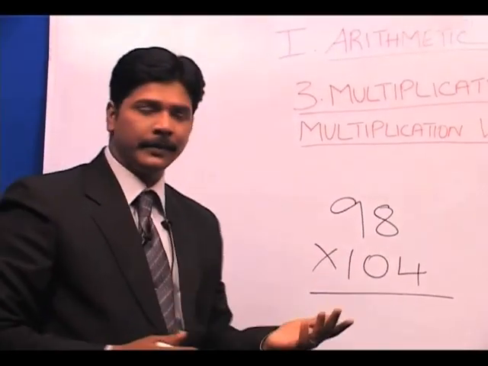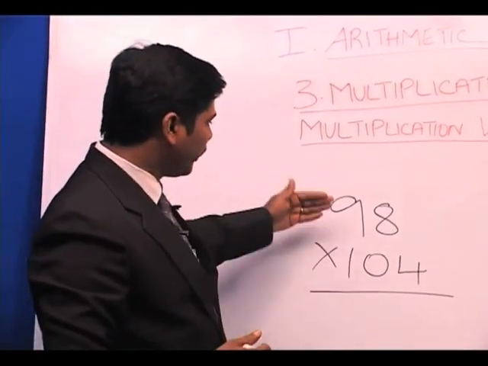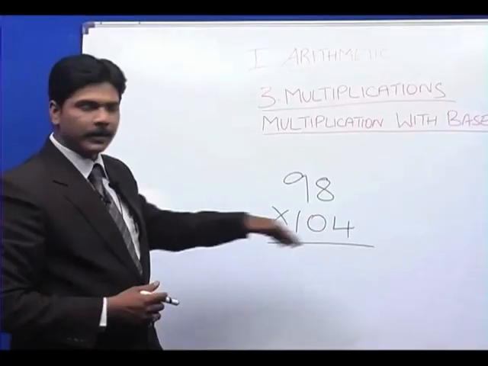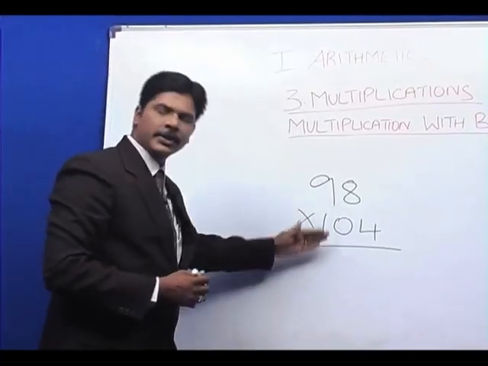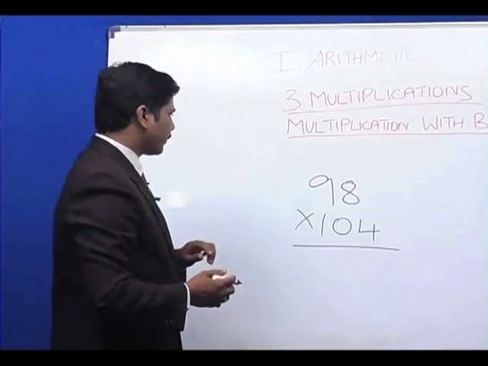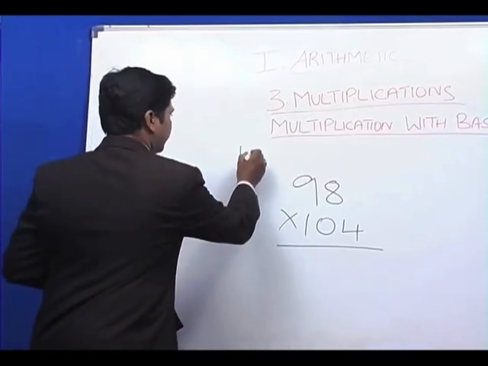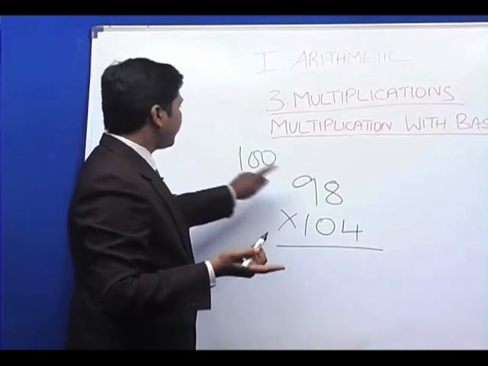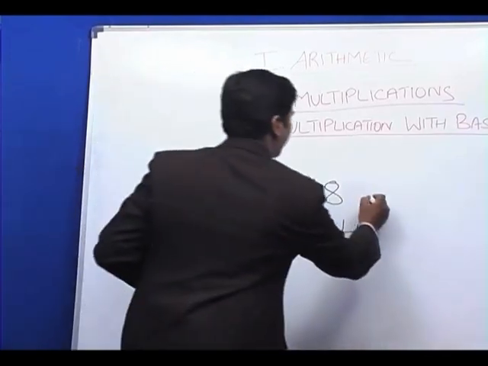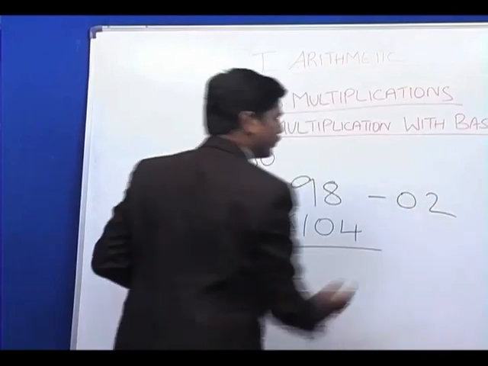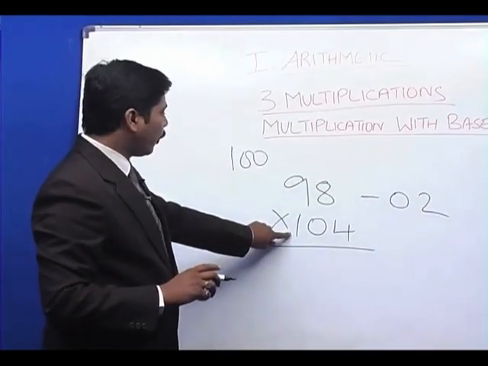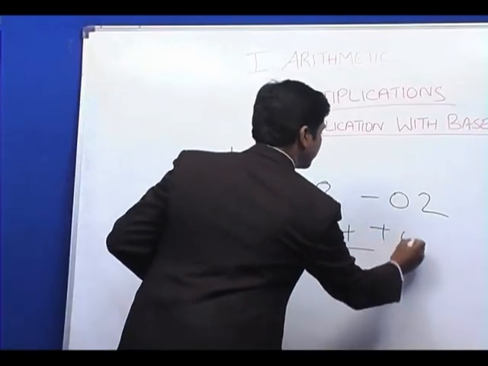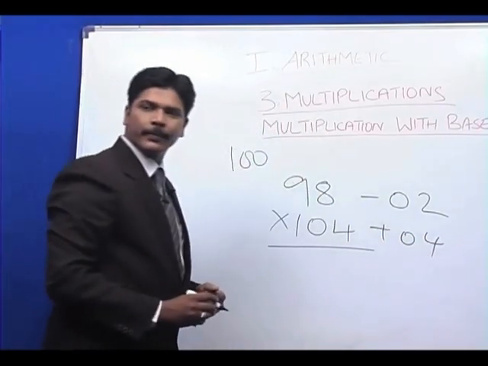Now let's see one more example where one number you get complements in minus and one number you get in plus. So this can also be extended to even such numbers. Now see what to do. Here the working base is again 100. First step is 98 minus 100, you get minus 02. Second, 104 minus 100, you get plus 04.